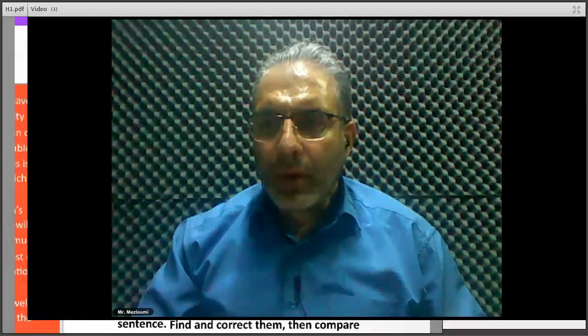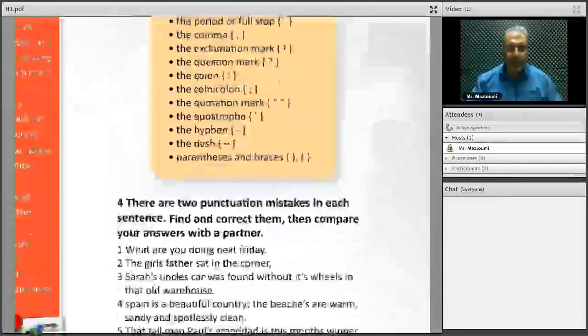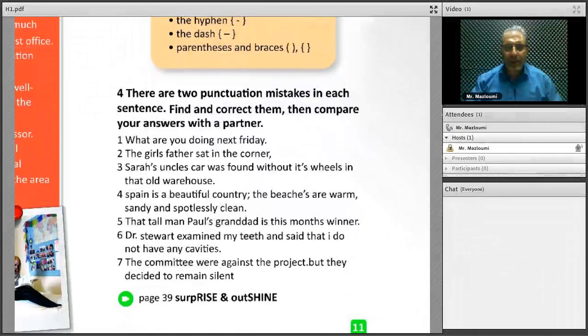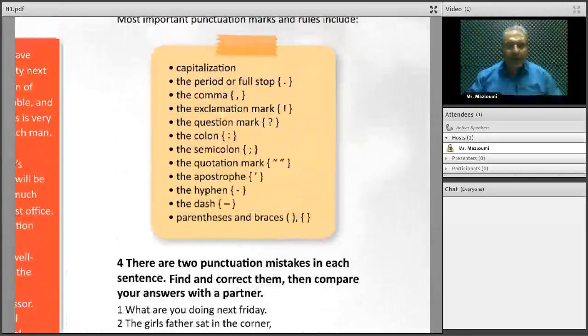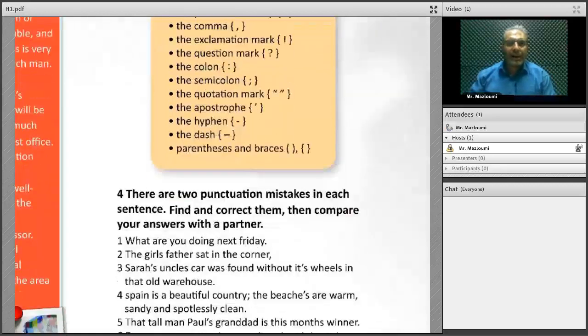And finally, everyone, we have parentheses and braces. We use them to add something, to explain maybe a word, to clarify something. Hope the explanation has been clear enough. Of course, remember, you're going to study them in detail in higher levels, God willing.